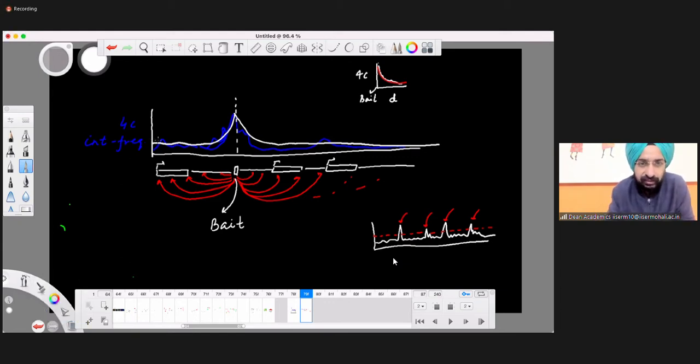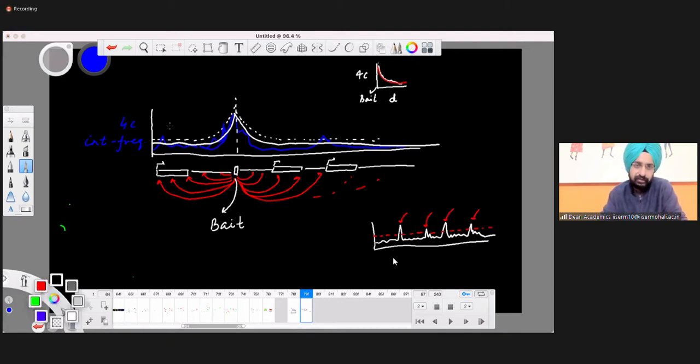Now what we do is we calculate some kind of standard deviation from this regression line, generally 3 standard deviations. Any signal which is crossing this 3 standard deviation threshold will be called a peak, or a signal, like this one, and this one, and maybe this one also. So in this case, this is signal, and this is signal, right?